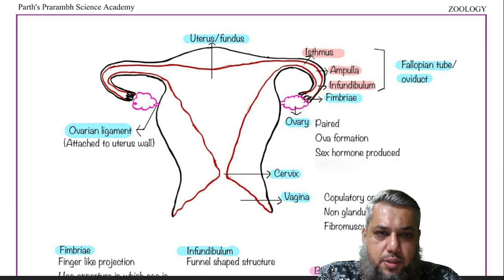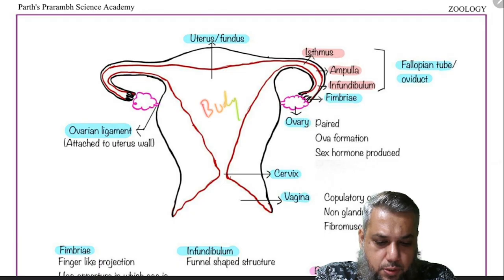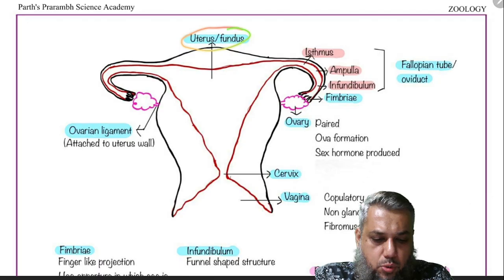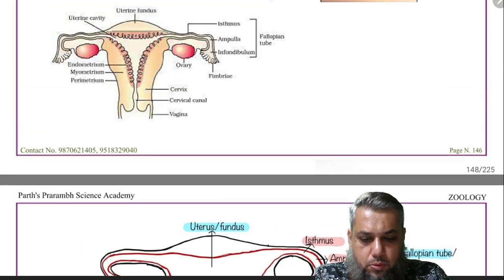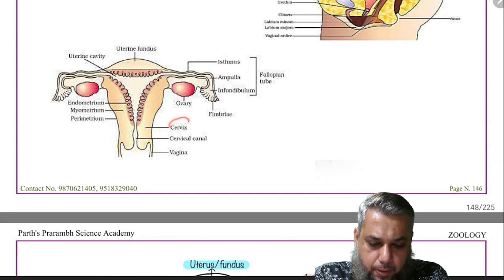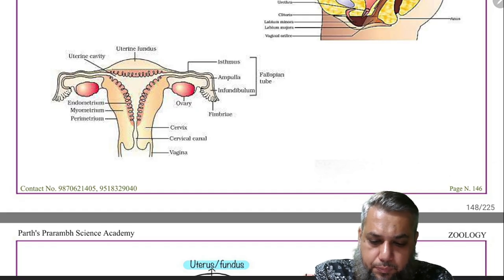The uterus is divided into the main part, which is called the body of the uterus. The upper dome-shaped part is called the fundus, and the lower part of the uterus is called the cervix, and the cervix opens into the vagina. Now, here the cervix has a canal, which is called the cervical canal. This opening in the vagina is called the external os, and this opening in the body of the uterus is called the internal os.